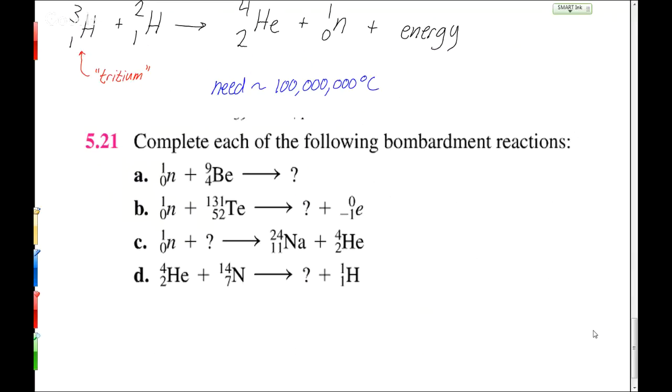10 for beryllium. Right. So with all of these, you're just going to make sure that the numbers work out on each side. And that's really all there is to it. So 9 plus 1 is 10. 0 plus 4 is 4. And then we look up to see what that is, and that's still beryllium. So B. See if you can fill in the rest of those three.